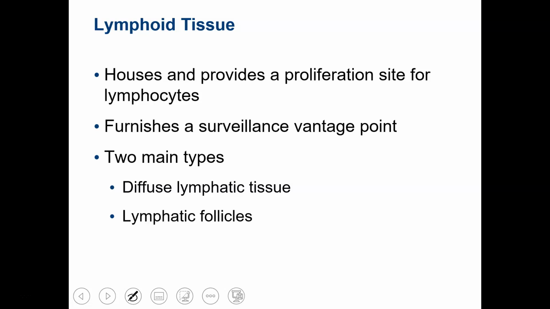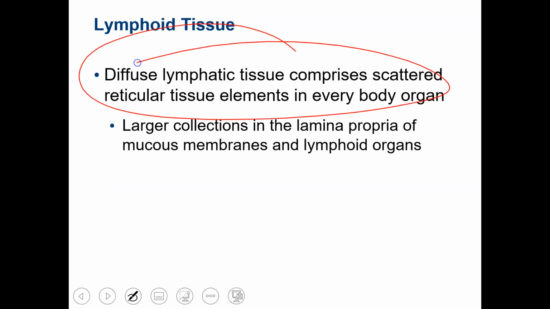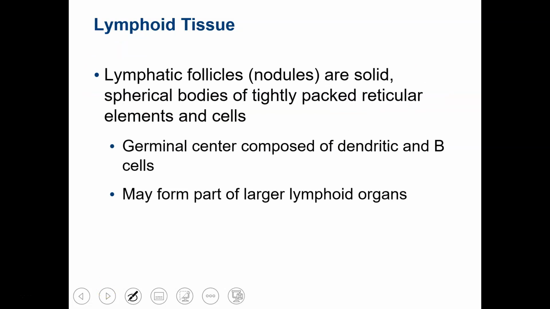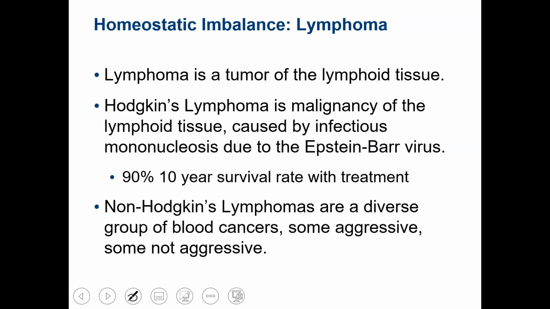You have two major types of lymphatic tissue. Diffuse lymphatic tissue is what it sounds like. It's diffused throughout pretty much all the organs. Lymphatic follicles are solid, packed reticular cells, and they may cluster together to form larger organs. Lymphoma is a tumor of that lymphoid tissue. And you'll hear terms like Hodgkin's lymphoma and non-Hodgkin's lymphoma. We won't get into the depths of lymphoma. There are different types. Some of them are more aggressive than others.